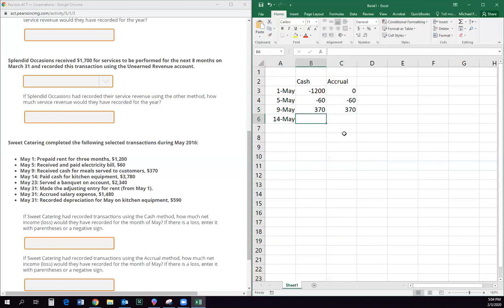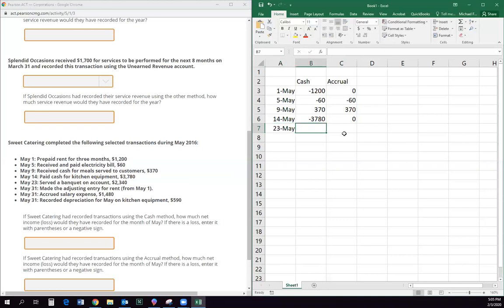On May 14th, we paid cash for kitchen equipment. So under a cash basis, we're going to say that whole thing's an expense, $3,780. But under an accrual basis, we're going to say, nope, we're just putting money into an asset called kitchen equipment. There's no expense happening yet. The expense will happen later when we depreciate that equipment. So we're going to say 0 in expense on 14 May under the accrual method.